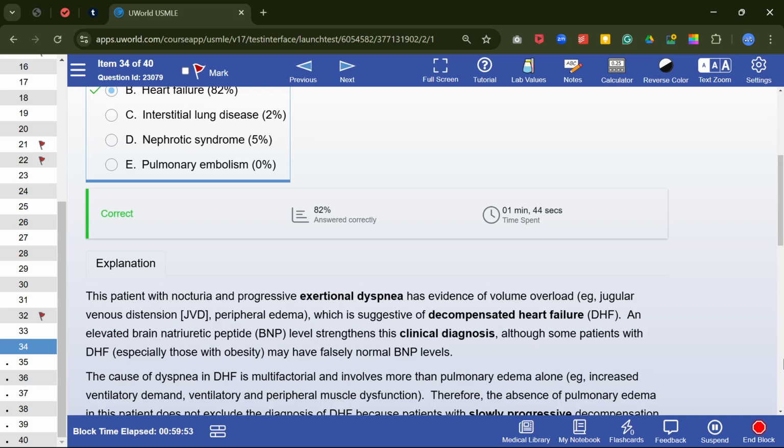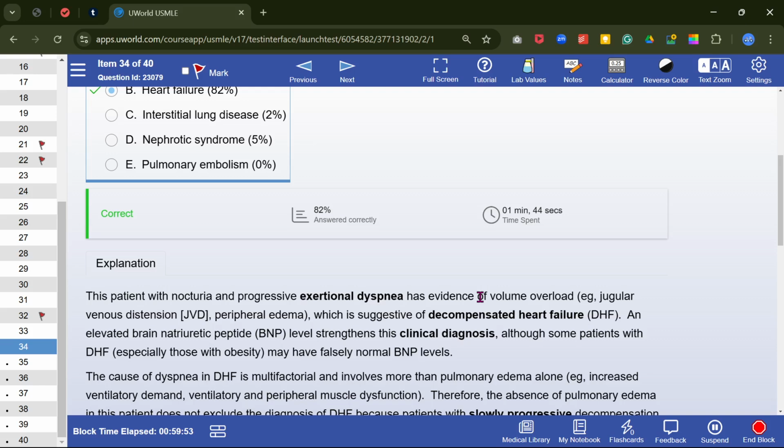Okay, this patient: BNP and S3 gallop, these two indicate heart failure, isn't it? If somebody has a high pro-BNP, then it indicates heart failure. These patients with nocturia and progressive exertional dyspnea have evidence of volume overload, jugular venous distension, and peripheral edema, which is suggestive of decompensated heart failure. An elevated BNP level strengthens the clinical diagnosis.